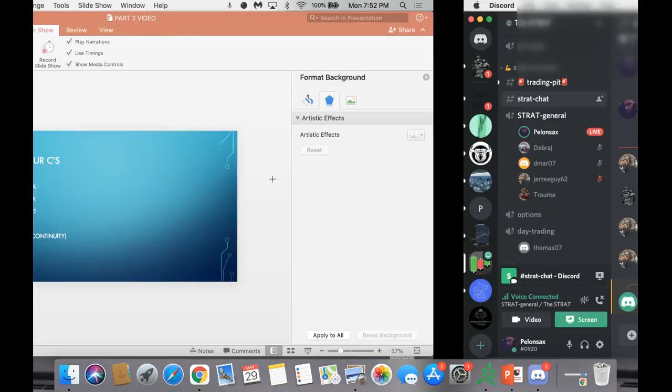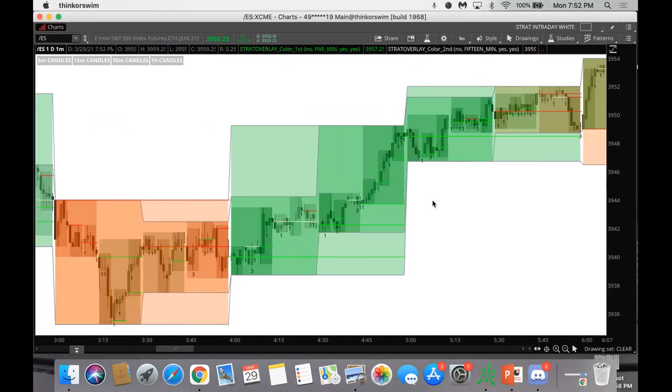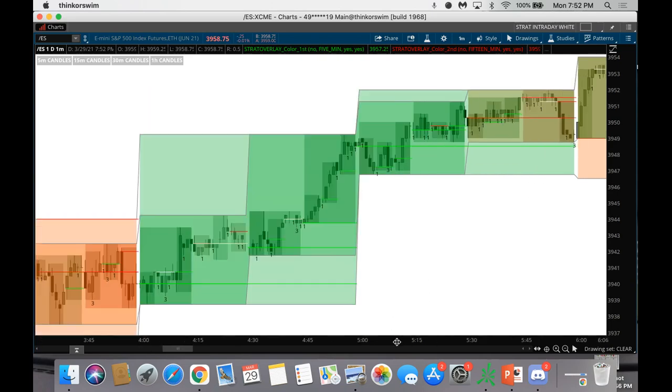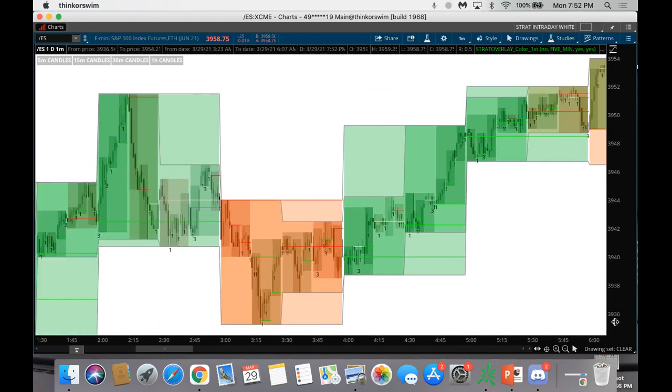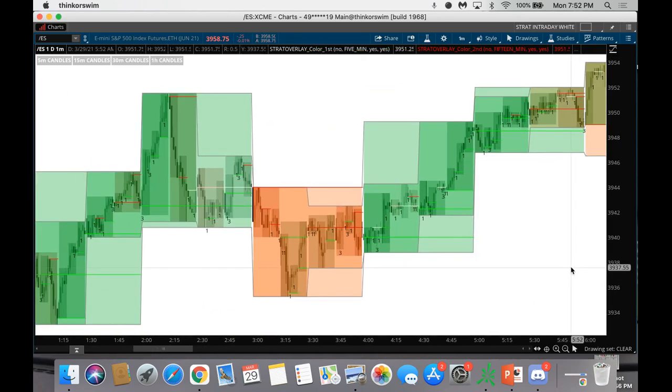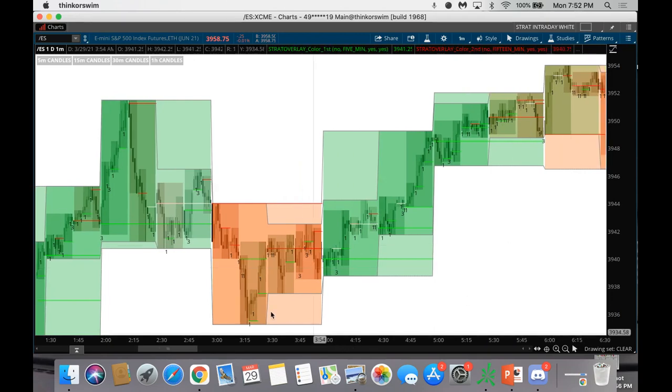These overlays, that's a very important point that I need to mention. These overlays repaint, but they repaint in exactly the same way that the time frames they represent repaint. So if a candle is going red on any time frame, it's going to make the color of the overlay match that color. So here, for example, we see this overlay is green.